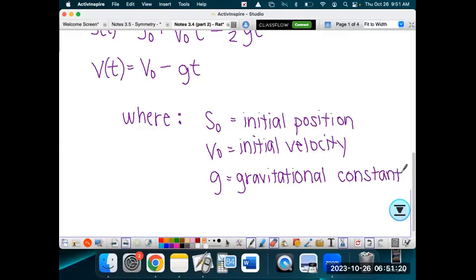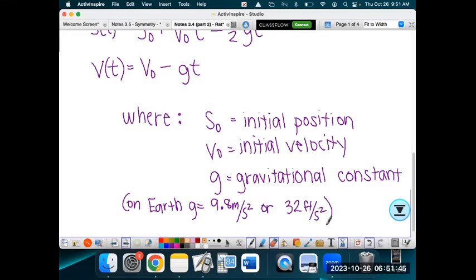I would like you to write that on Earth. The gravitational constant would either be 9.8 meters per second squared or 32 feet per second squared. So just be aware that if our distance is being measured in meters, we'll use the 9.8. If our distance is being measured in feet, we have to use the 32.